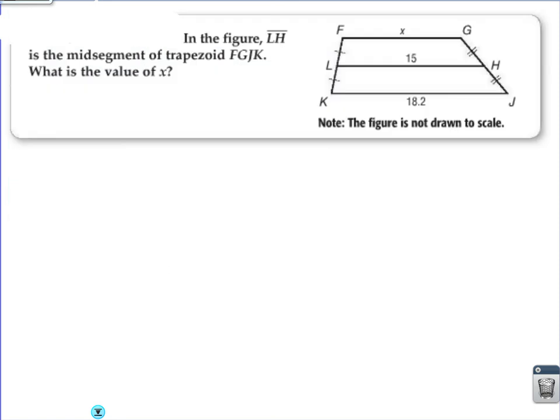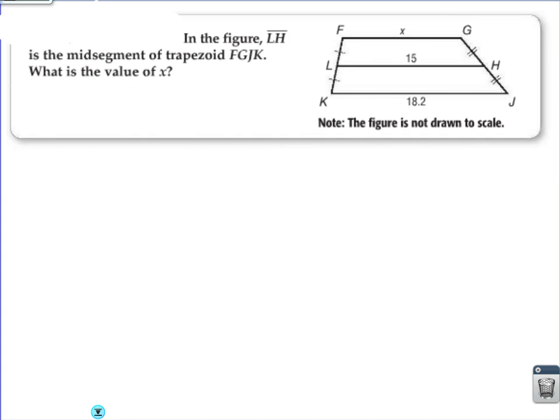Let's work some problems. And we're going to start out with a difficult one, because we've worked a basic one on that last one. You add the 2, and you divide by 2. It says in this figure, LH is a mid-segment. What is the value of X? First off, let's use common sense. Guys, is X going to be bigger or smaller than 15? Smaller. Should be smaller. Okay.